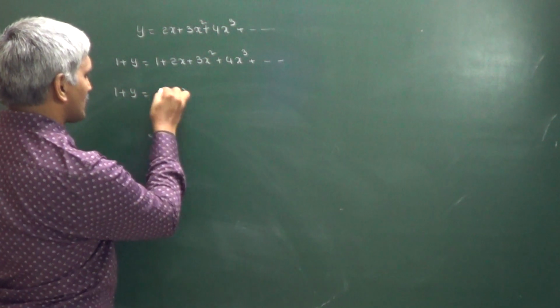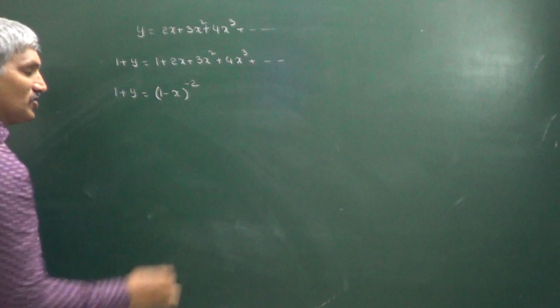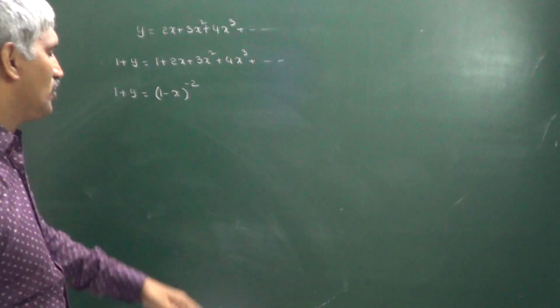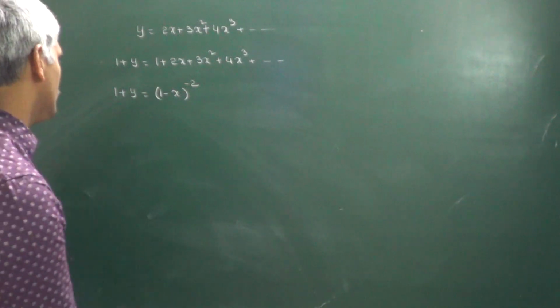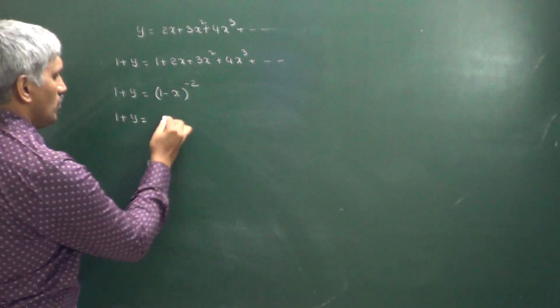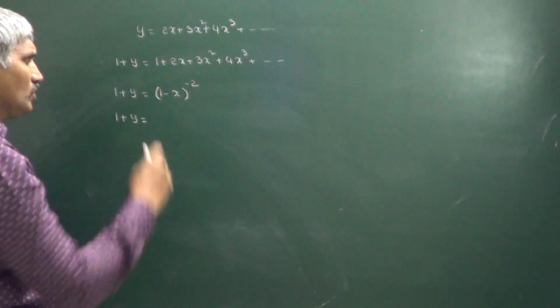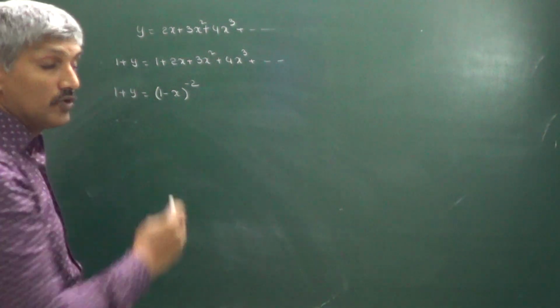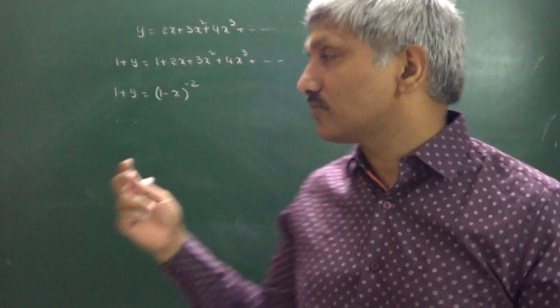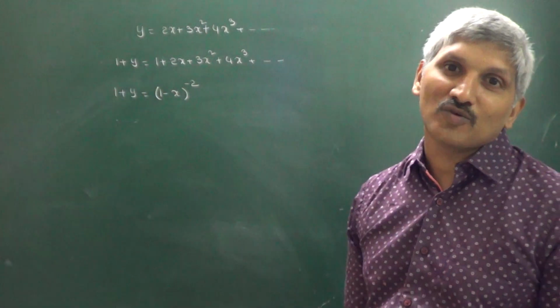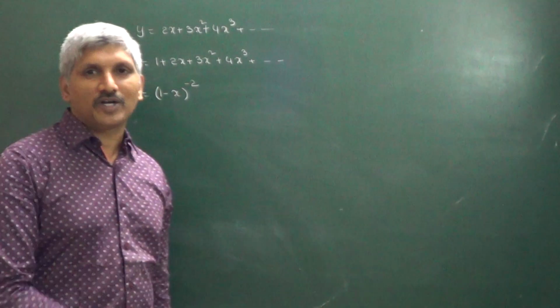1 minus x whole to the power of minus 2. 1 plus y is equal to (1 minus x) whole to the power of minus 2 expansion. Now this can be written as 1 plus y is equal to 1 by (1 minus x) whole to the power of minus 2 expansion. So you got 1 plus y in terms of x. Now from this you can find out x in terms of y also. Okay. So that is the way of doing this particular question.